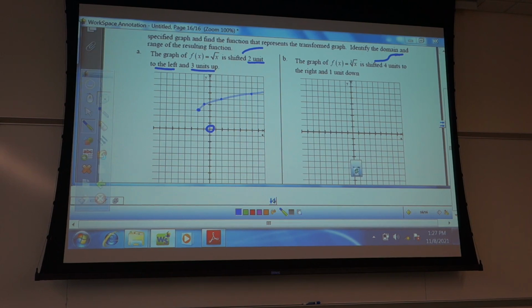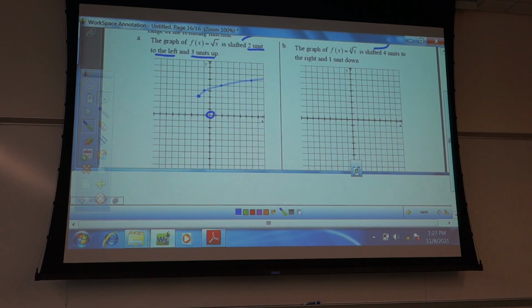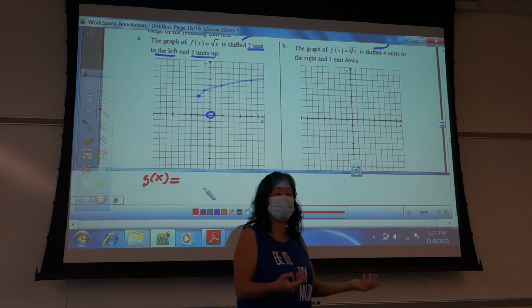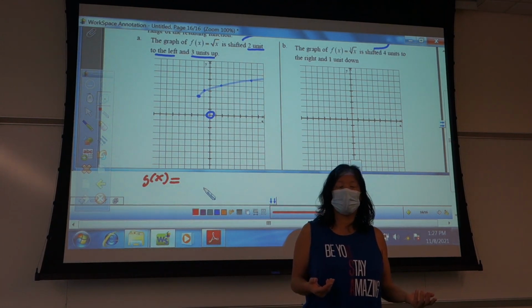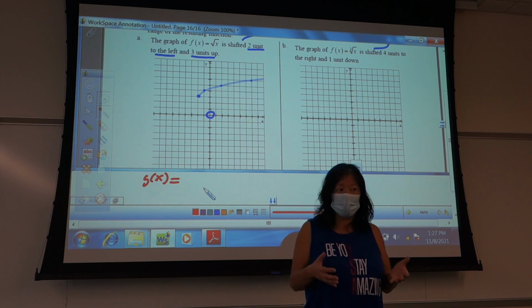New function. Oh, the new function? Great. So what's my new function? If I shift 4 to the left, so here's g of x. If I do 2 to the left and 3 up, is left on the inside or the outside? Inside. It's on the inside.